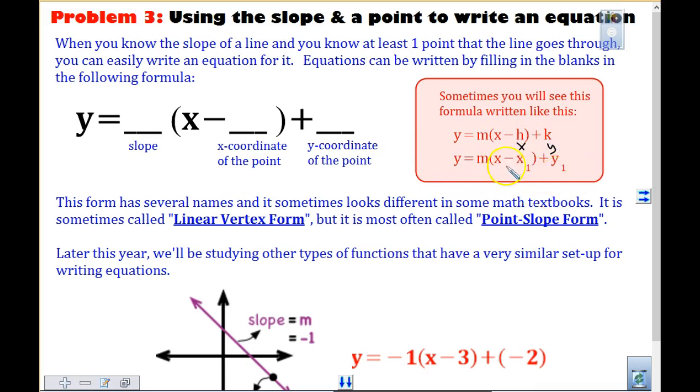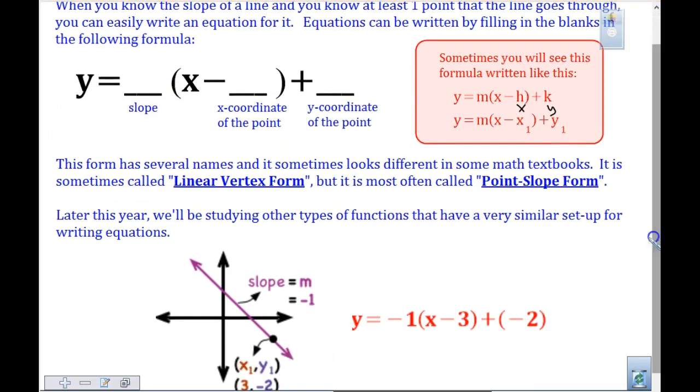Other times you might see it written exactly like this with the X1 and Y1, okay? The key thing is the place where you're going to have letters is always just going to be the Y and X. Everything else will be a number. So it says this form has several names, and sometimes looks different in different math books. It is sometimes called linear vertex form. Most often you're going to see it called point slope form.